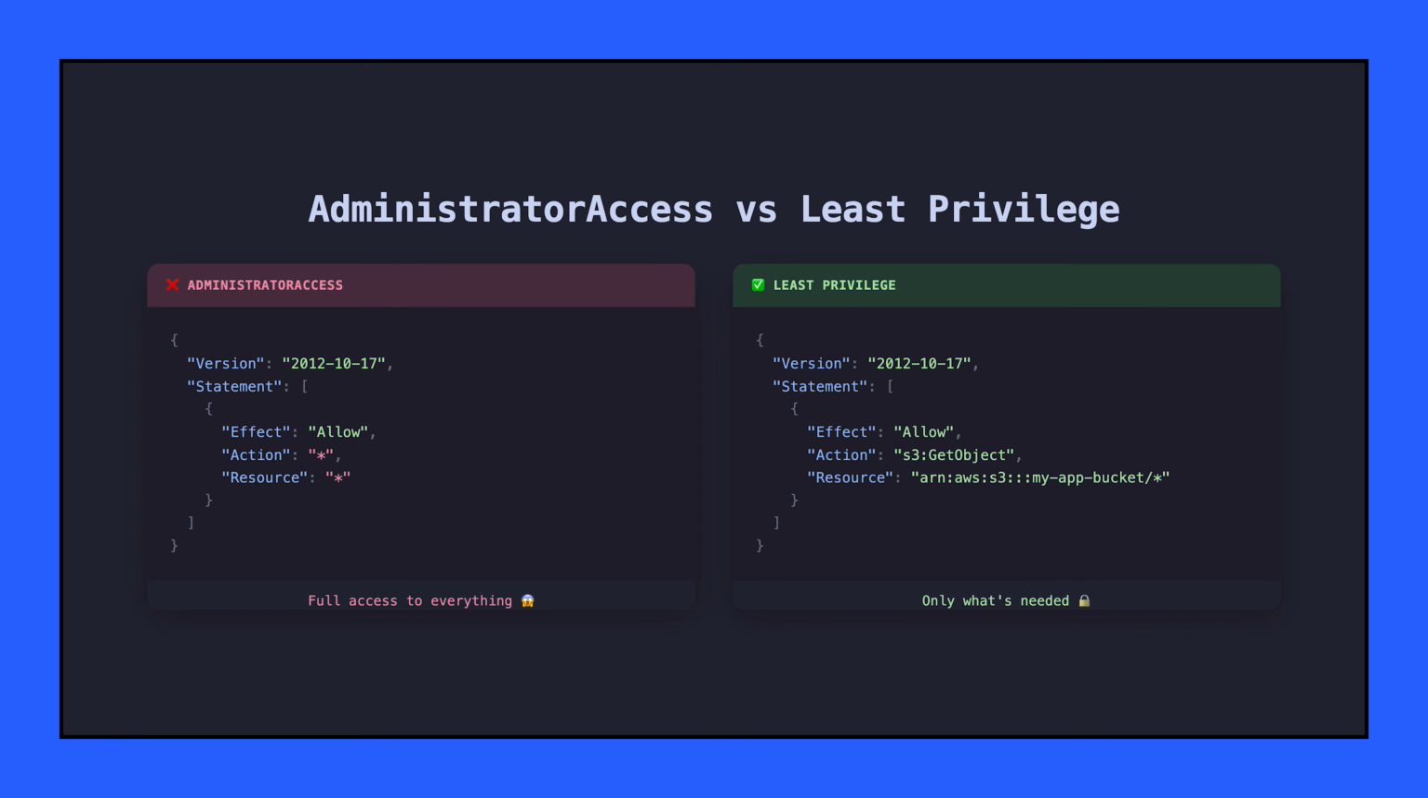So that Lambda function I mentioned at the start, here's the policy it actually needed. One action, one bucket. If that Lambda function ever gets compromised, the damage is limited to reading objects from the one bucket, not your entire account. That's least privilege in practice.